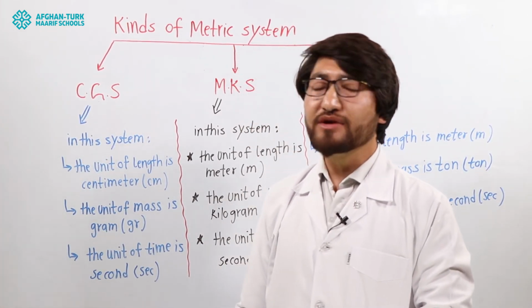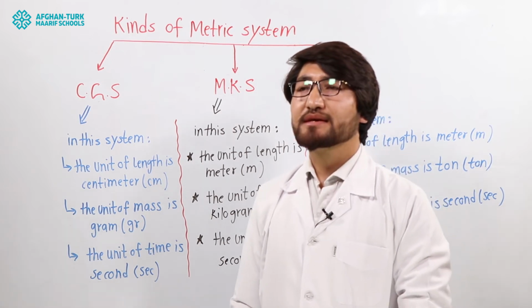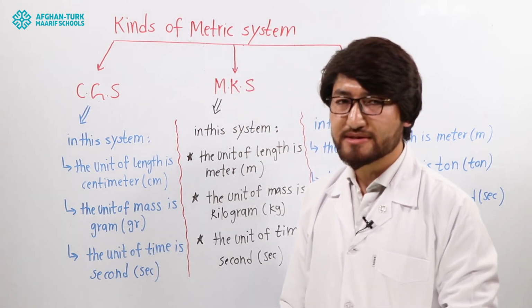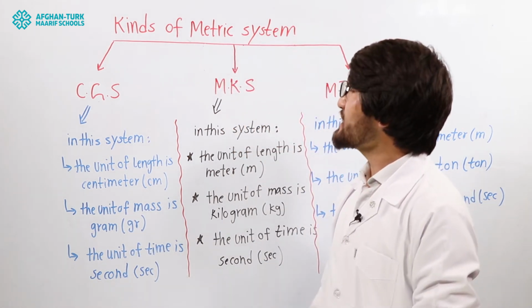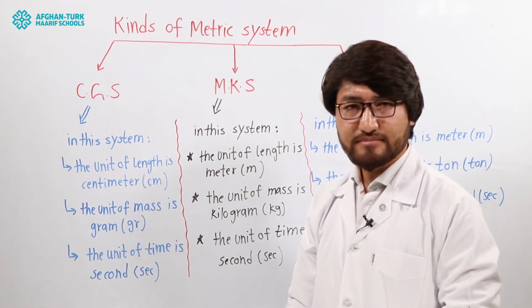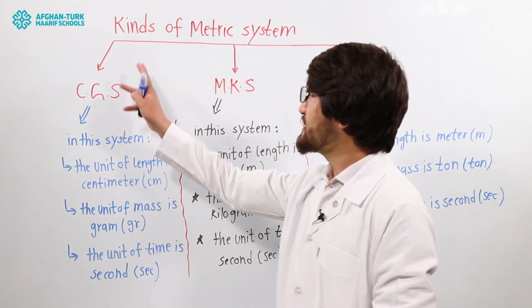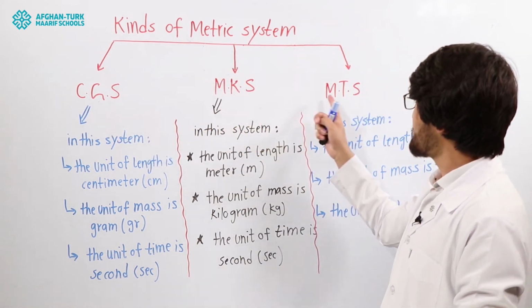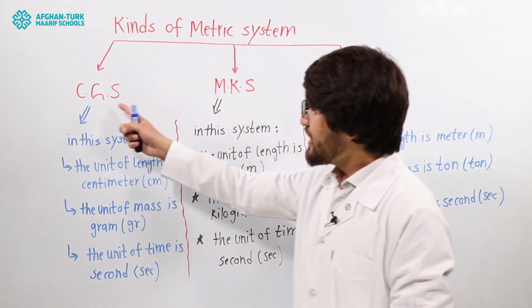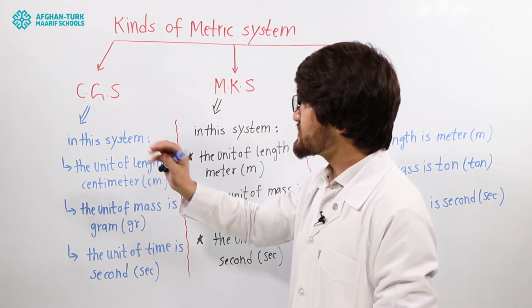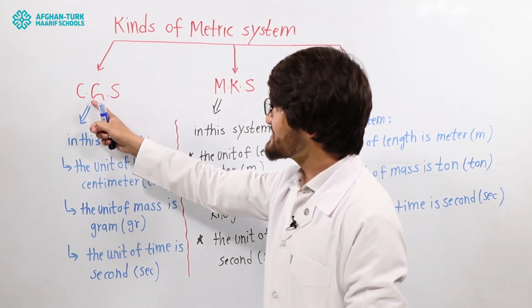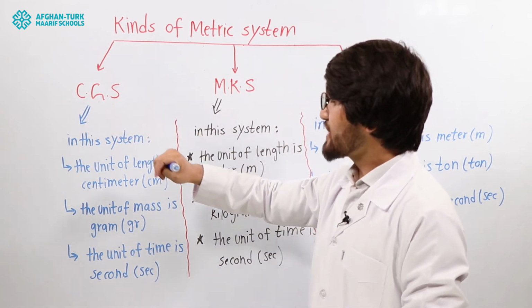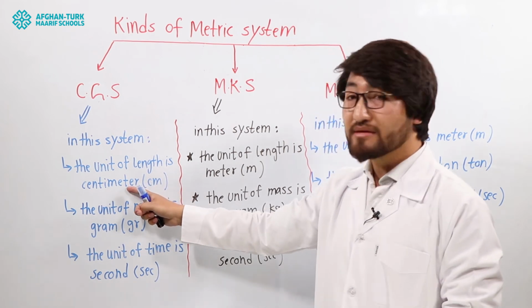My students, we studied systems of units. We have two systems of units, the British system and the SI system. Now I will tell you the kinds of metric system. We have three kinds of metric system: CGS system, MKS system, and MTS system. Let's come to the CGS system. We can also say centimeter, gram, second system.